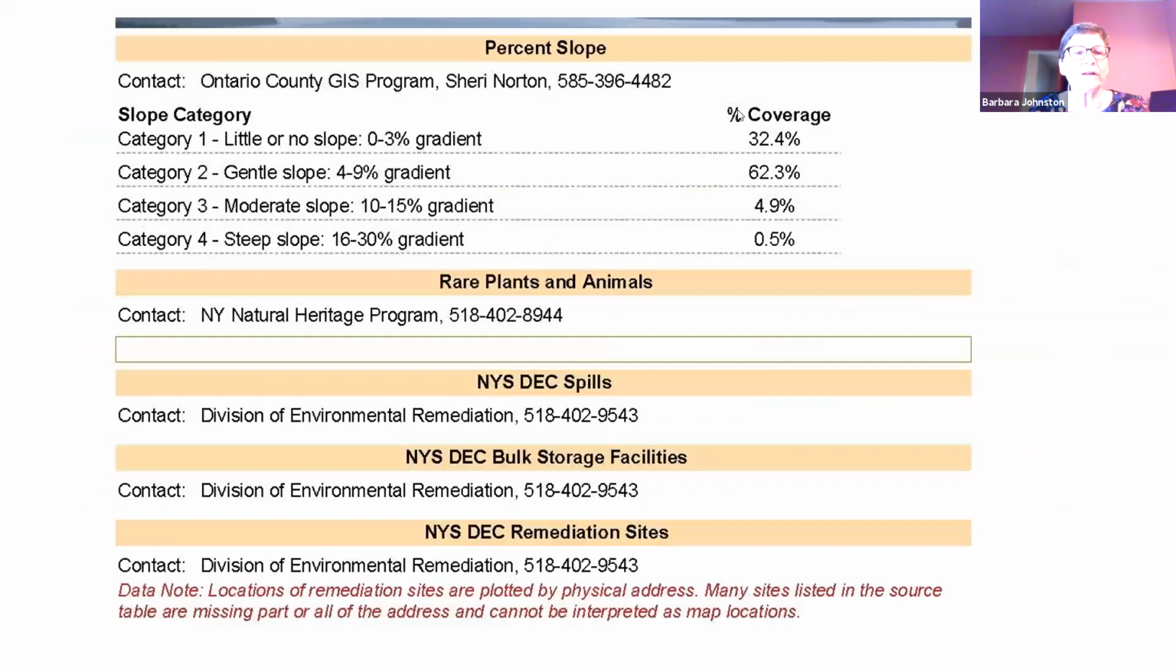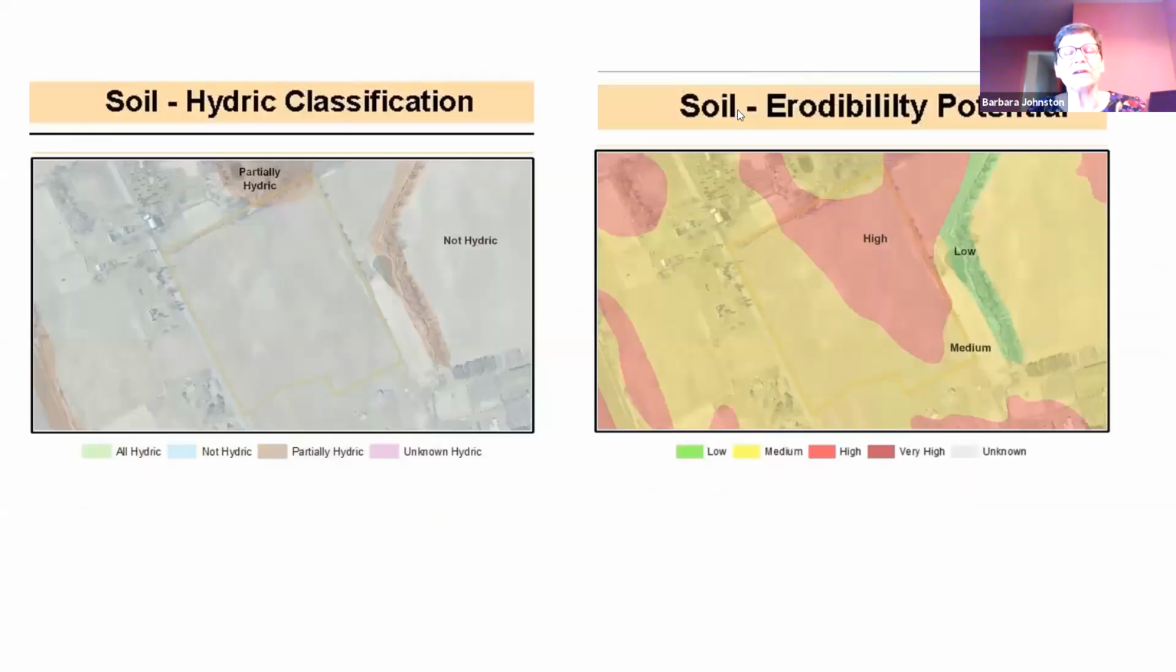It tells you how much of the land has various slopes, steep, moderate, gentle, and where to find out more information about rare plants or any environmental facilities on the site, and remediation sites. And it also includes the full soils mapper information. So we can find out if there's any hydric soils, which are a marker for federal wetlands, or whether there's erodible soils. And they have little maps for each of those soil characteristics.